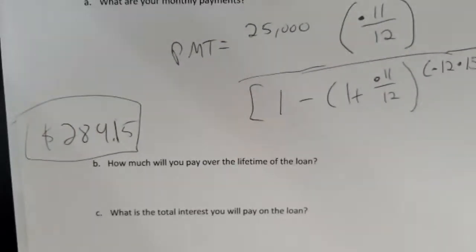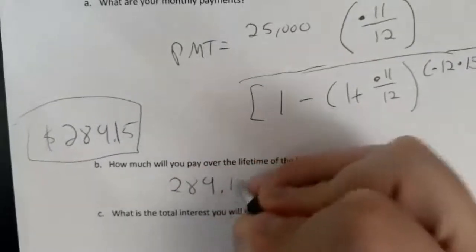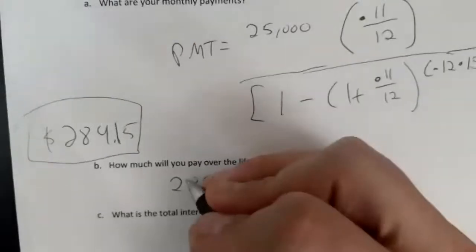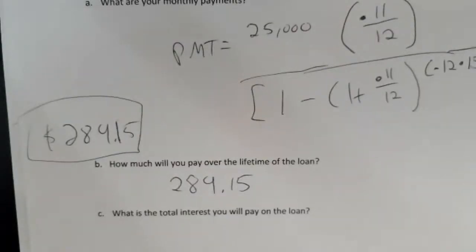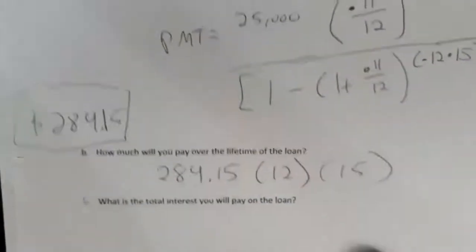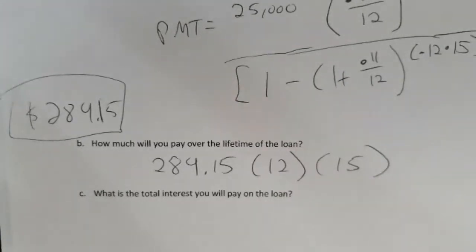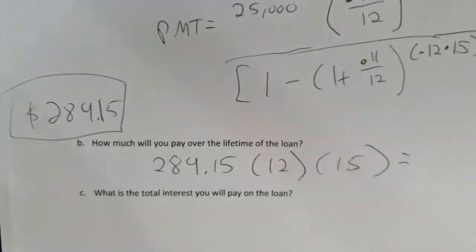How much will you pay over the lifetime of the loan? So we're going to make a payment, and I want to think about how we're going to make this payment. So if I'm making this payment monthly and I'm making it for 15 years, so I'm making this a total of, I think we did 15 times 12 already, 180. There's a total of 180 payments happening here. And if I do 180 times 284.15, if I multiply these numbers together, I'm getting 51,147.